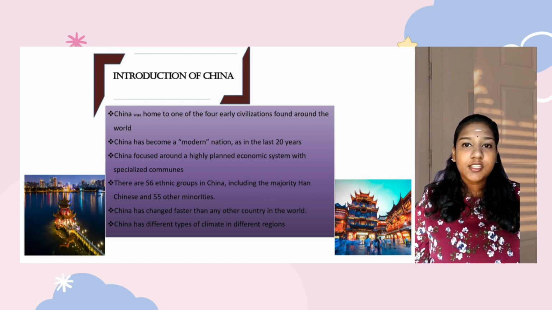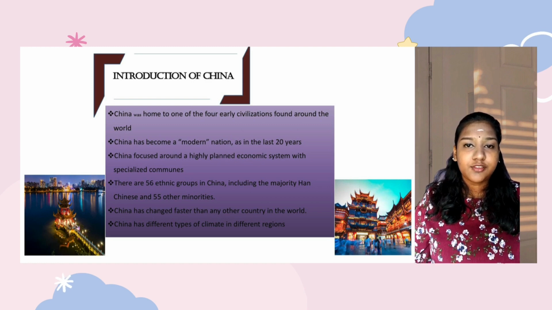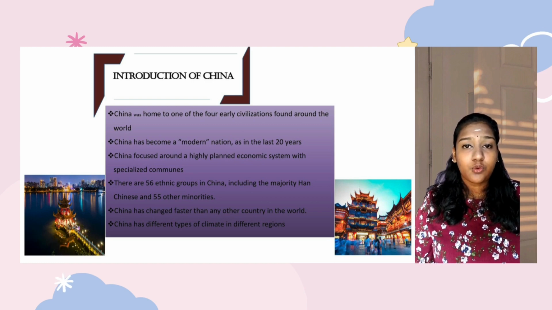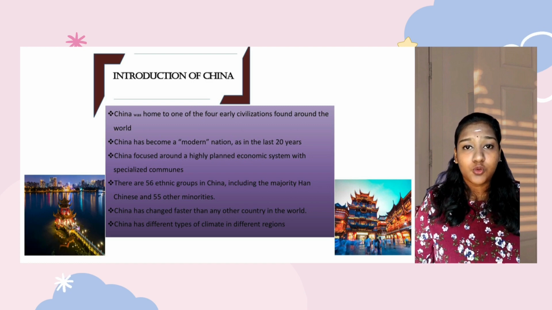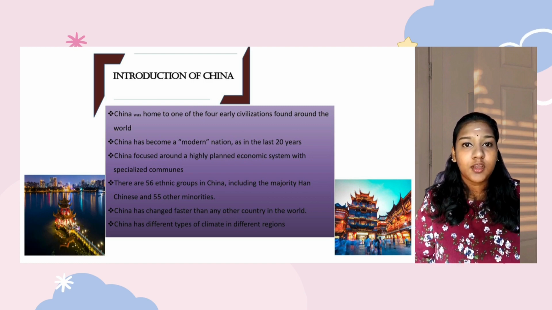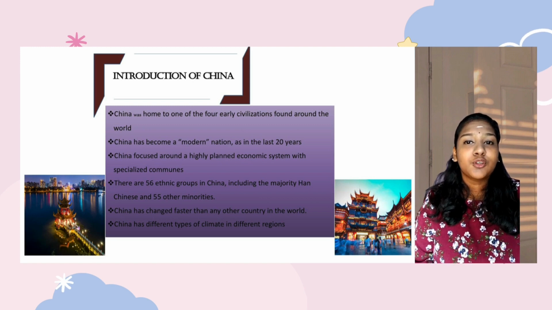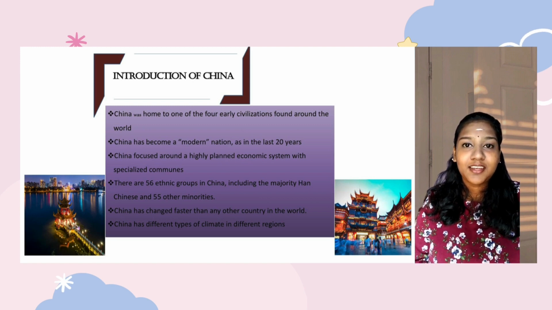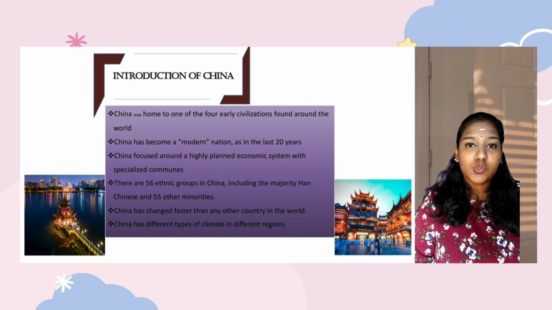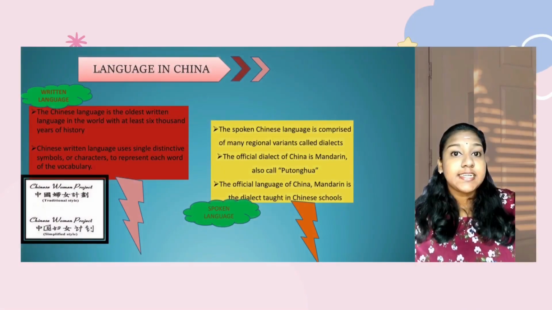China also has different types of climate in different regions. In China, there is a tropical zone, subtropical zone, warm temperate zone, middle temperate zone, cold temperate zone, and also a plateau zone. Most regions in China are subtropical zone, and part of Guangdong, Taiwan, and Yunnan, and all of Hainan are tropical zone. Let's see about the language.